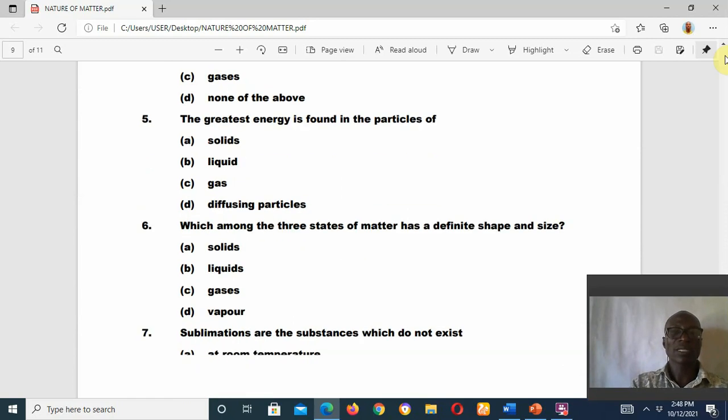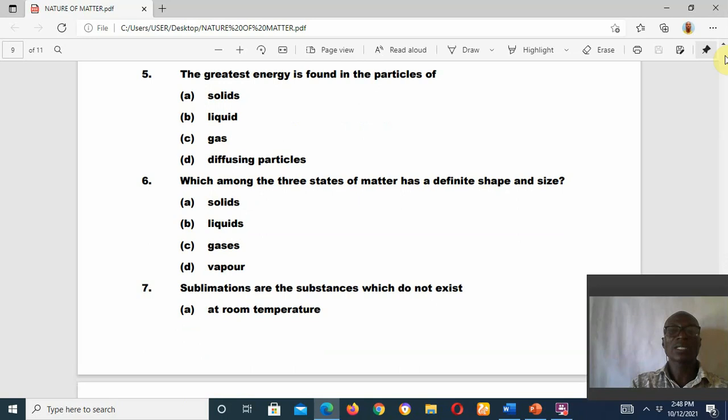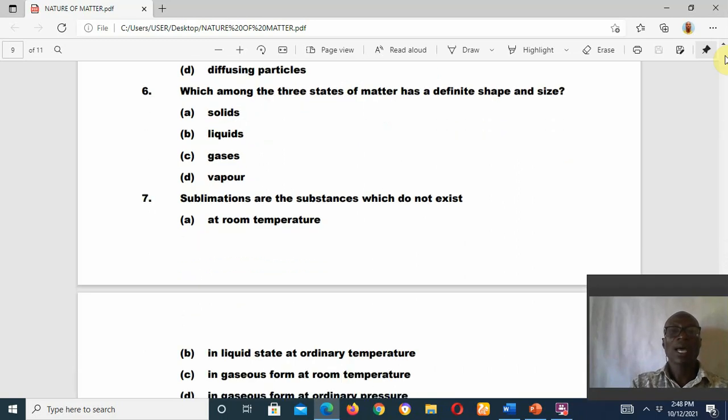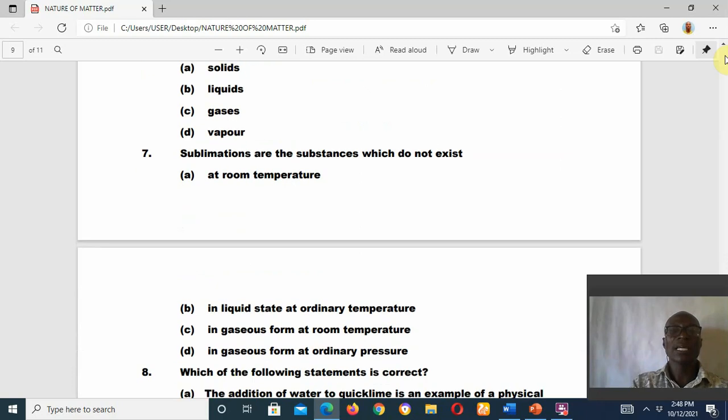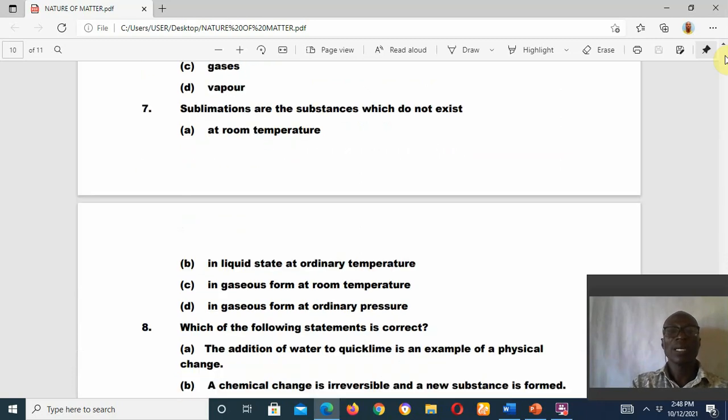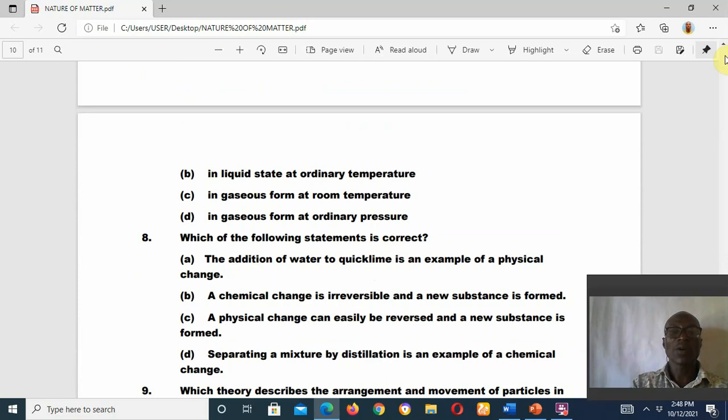Number 6. Which among the three states of matter has a definite shape and size? A, solids; B, liquid; C, gases; D, vapor. 7. Sublimates are substances which exist: A, at room temperature; B, in the liquid state at ordinary temperature; C, in the gaseous form at room temperature; D, in gaseous form at ordinary pressure.